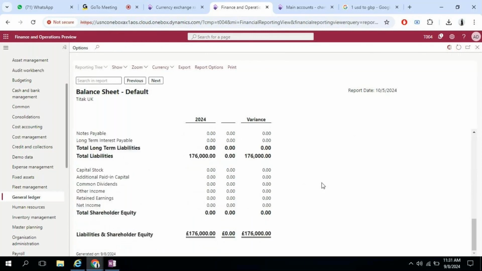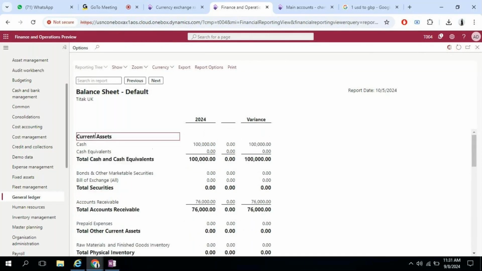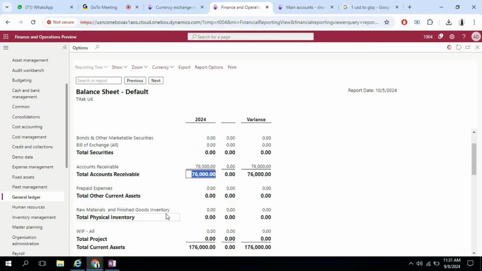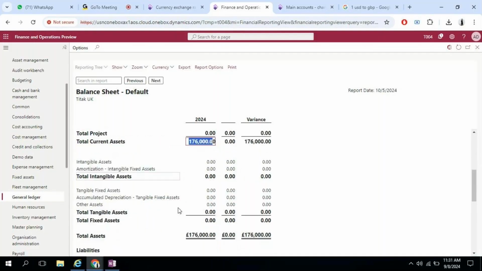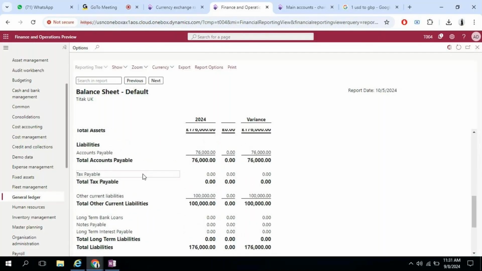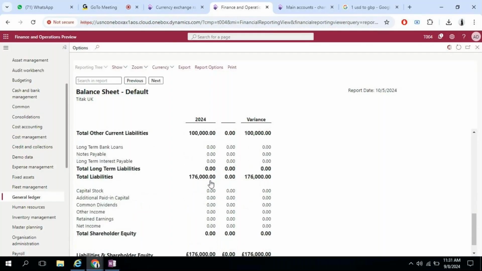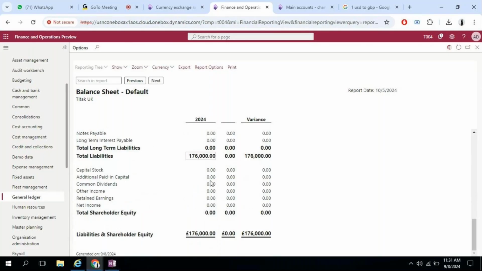As of 2024, you can see you have current assets of 1 lakh rupees, and you have total receivables of 76,000. Total current assets is 1,76,000. There is no intangible asset and no fixed asset as of now. What is the liability you have? You have a liability of 76,000 which you have taken from USMF. So this is the 1,76,000 in liabilities and shareholder equity.